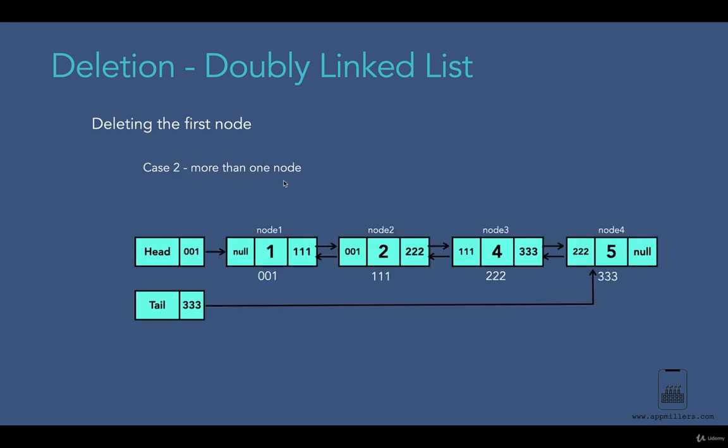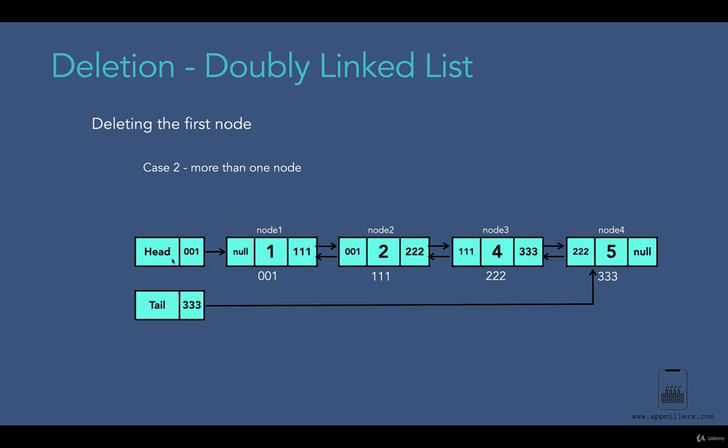Now the second case is we have more than one node in our double linked list. In this case we want to delete the first node from this double linked list, so our first node is node 1. So the question is how can we delete this? Here again, the first thing that we are going to do is break the link between head and this node, and then break the backward link that comes from node 2, because as we said before, if a node is not referenced by any node, then the garbage collector can delete this node from the memory. Otherwise it cannot be deleted.